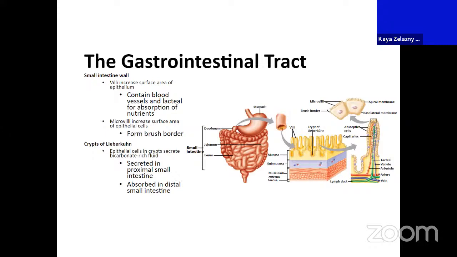Okay, so we'll pick up with the small intestine next time.